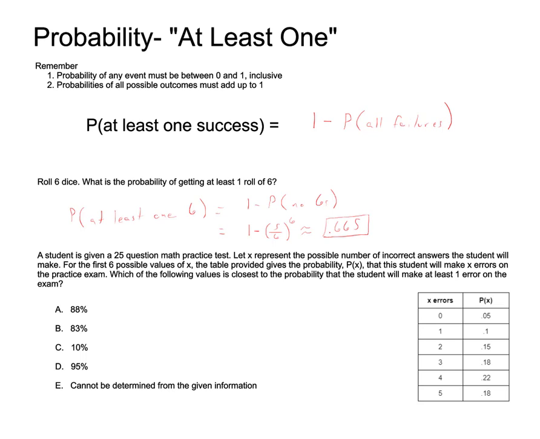Okay, on to example number 2. A student is given a 25-question math practice test. Let x represent the possible number of incorrect answers the student will make. For the first 6 possible values of x, the table provided gives the probability that this student will make x errors on the practice exam. Which of the following values is closest to the probability that the student will make at least one error on the exam? This can be a trick question.